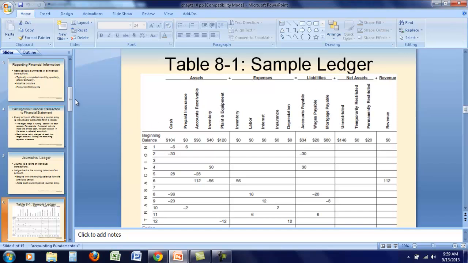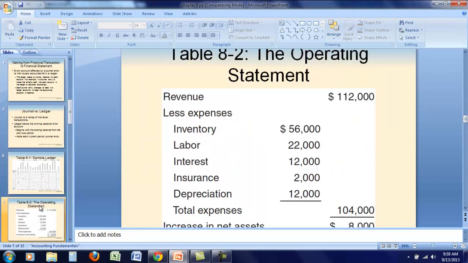The other part of the financial statements is the operating statement, which we discussed in class, I believe, on the 7th. If you take a look at it, you have revenue. These are going by the examples we looked at. We have revenue in chapter 7 of 112,000, and we've recorded our revenue. You have expenses. Remember, we spent inventory, we had labor, you have interest, and you have insurance and depreciation.